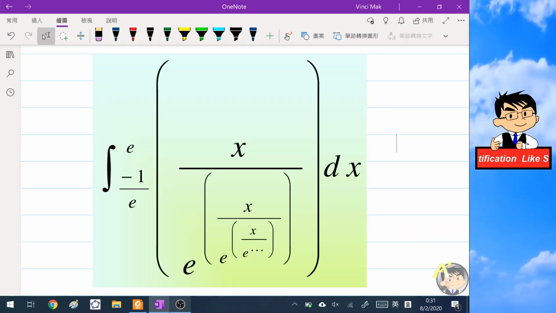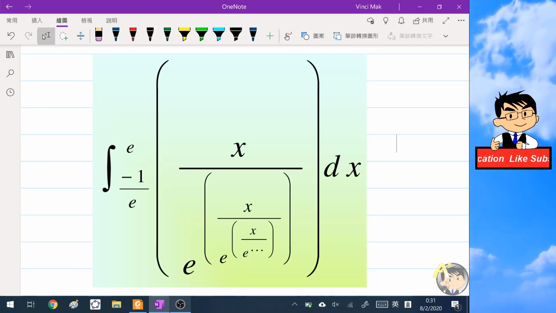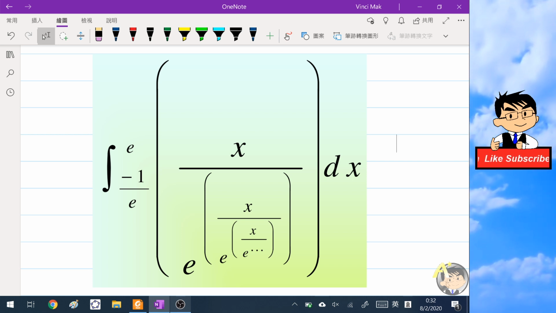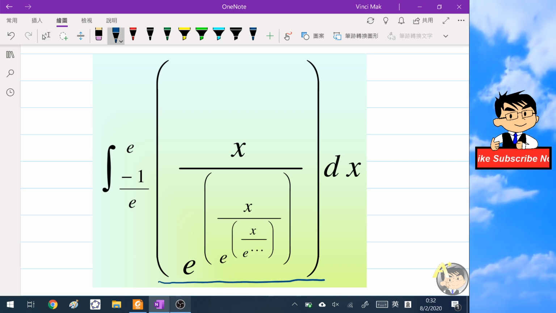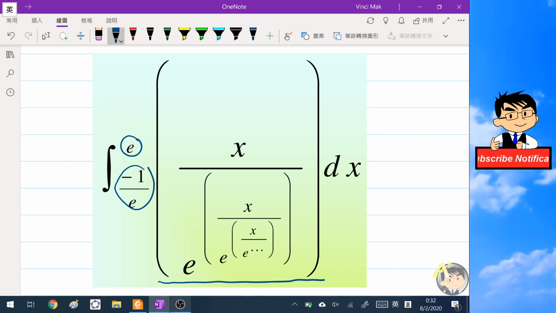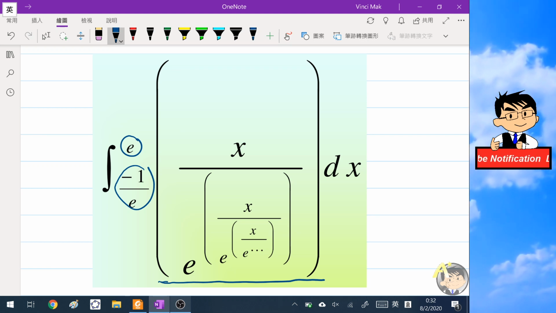Hello everyone. So in this video we are going to integrate this very strange integral, and we are going to integrate this guy from -1/e to e. So the first step we have to do is we try to simplify the integrand.